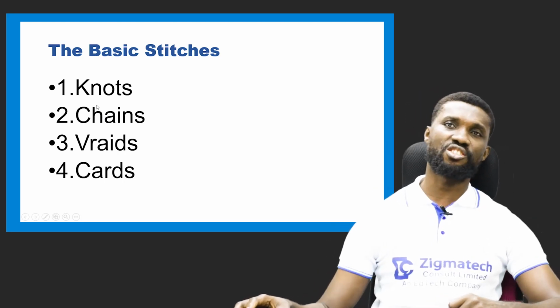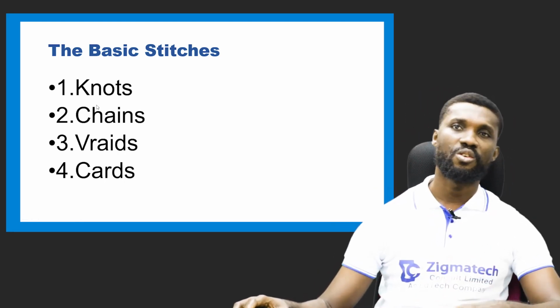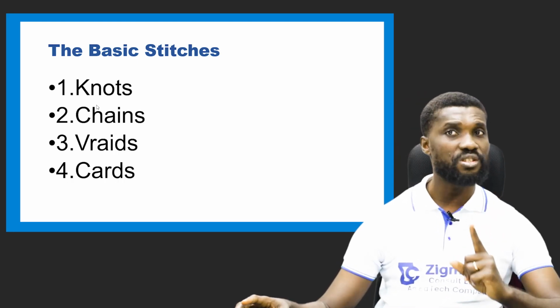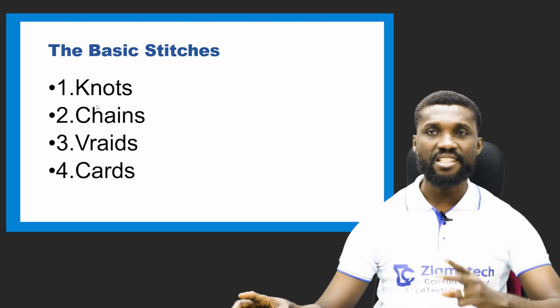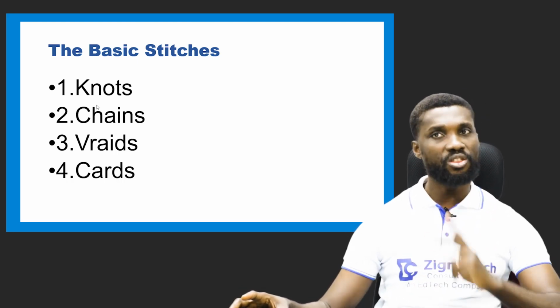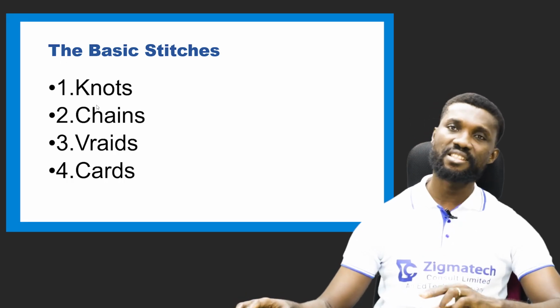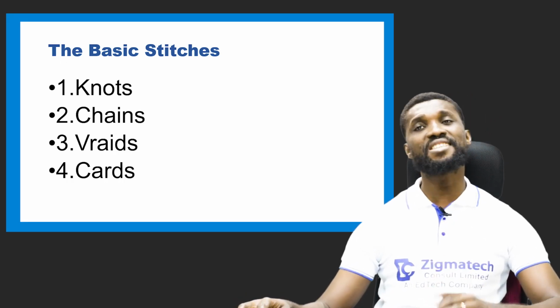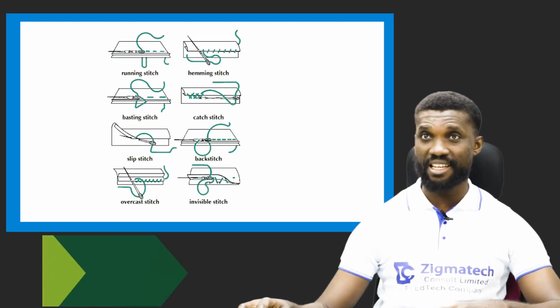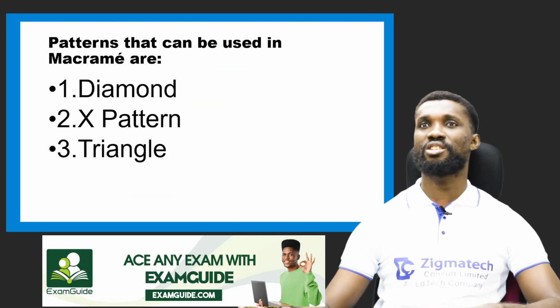Now the basic stitchings include the knots, the chain, the varied, and then the cards. There are other stitches, but know these four: the knots, the chains, the varied, and the cards. So you can see this in your exam, so you know the right one to choose. Again, these are simple stitching patterns.